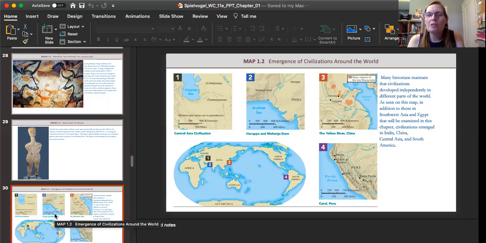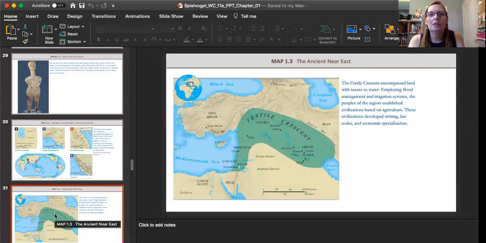And of course, we will be looking at maps. Do keep a watch through your book. As you can see, we're seeing how different civilizations come into being. And of course, each one has different food, different customs, different language. And here is our Fertile Crescent, where it all began.